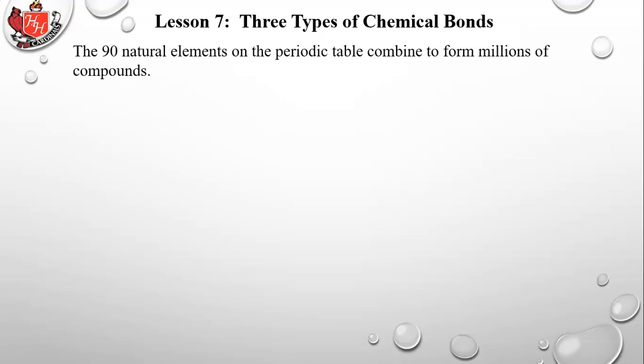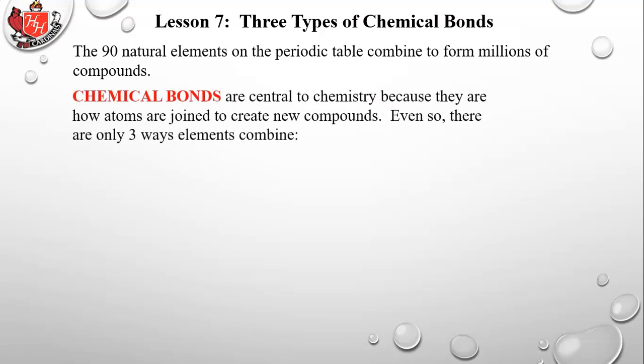There are 90 naturally occurring elements on the periodic table, and they combine to form millions and millions, even tens of millions of compounds. Chemical bonds are central to chemistry because they are how atoms are joined to create new compounds. Even so, there are only three ways elements combine.